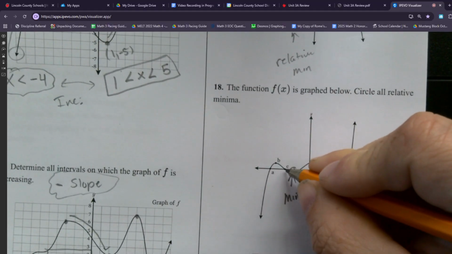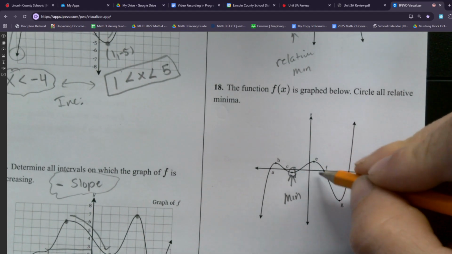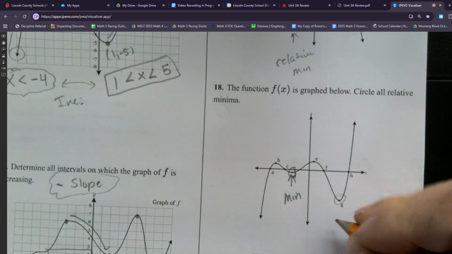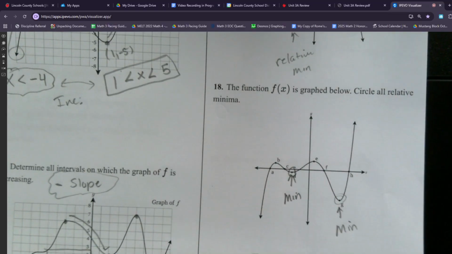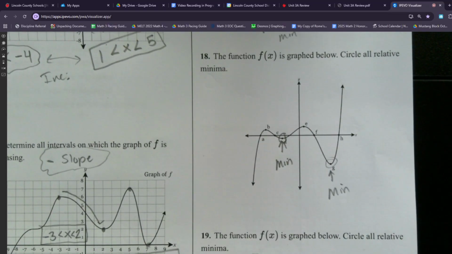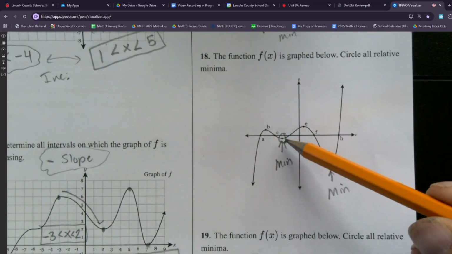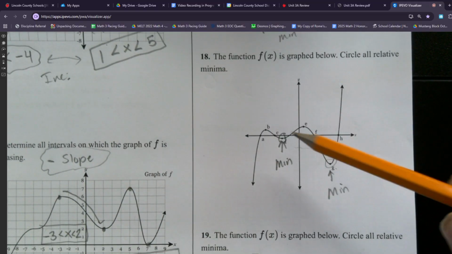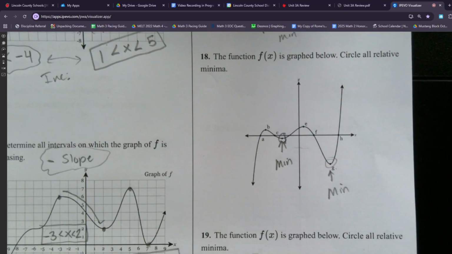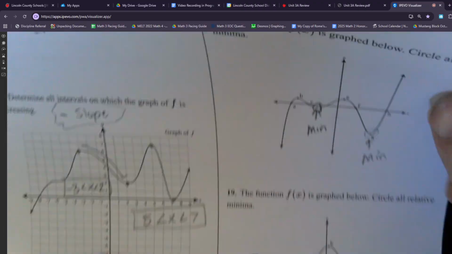All right, so max, then a min. So there's one min. Here's a max. Then here's a min. Okay, since you're looking for minima, which is plural for minimum, you have two of those. That's at point D and at point G. Point B is a max, point E is a max. So that's not what we're looking for there, okay?